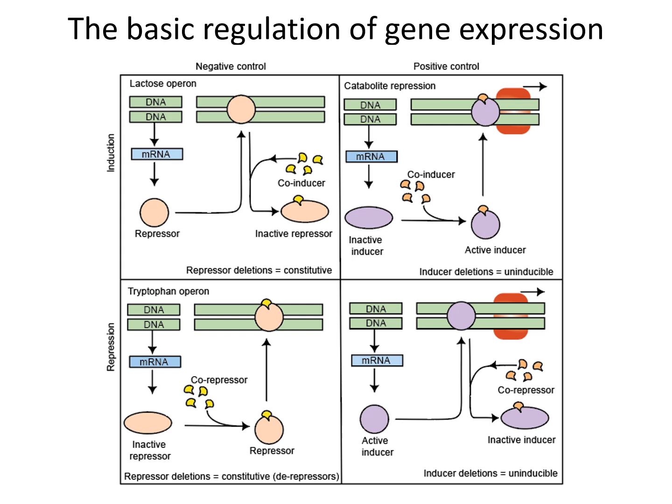For the positive control, on the right side, the catabolite repression. Normally the inducer is produced but inactive. Only in the presence of the co-inducer will it bind to the promoter and induce the transcription. And then here is the positive control for repression. Basically the active inducer binds to the promoter for expression, but the co-repressor can bind to the active inducer, and then the inducer becomes inactive, so there will be repression.